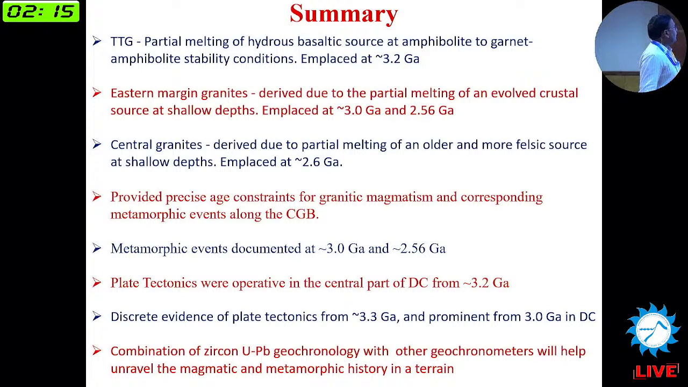And we provided age constraints for granitic magmatism and corresponding metamorphic events along the Chitradurga greenstone belt. Two metamorphic events are well documented with both zircon and titanite. Our study demonstrates that plate tectonics was operative in the central part of the Dharwar Craton from 3.2 GA, and the discrete evidence of plate tectonics from 3.3 GA. Of course, this morning Sukanta was mentioning it was much older, as per the hafnium isotopic history. But whatever it is, they are more prominent from 3000 million years in the Dharwar Craton.